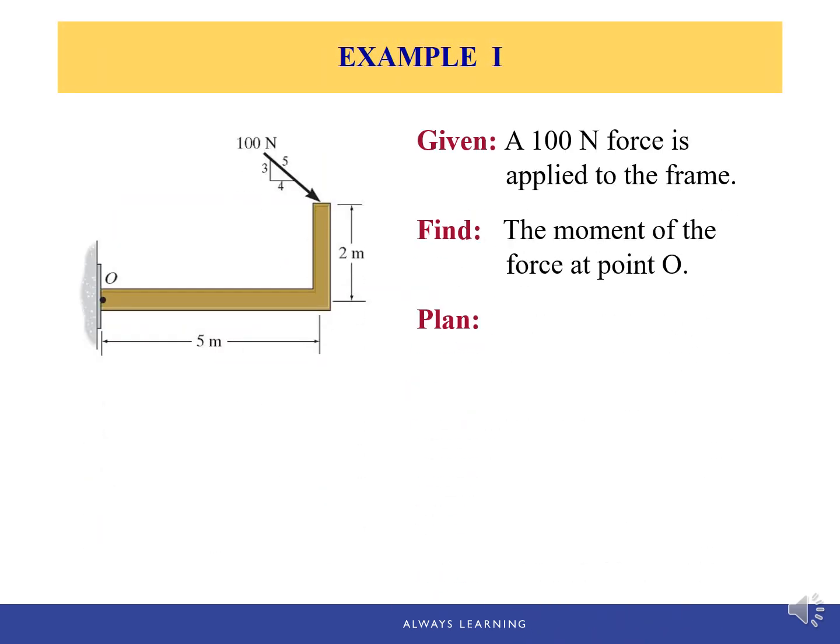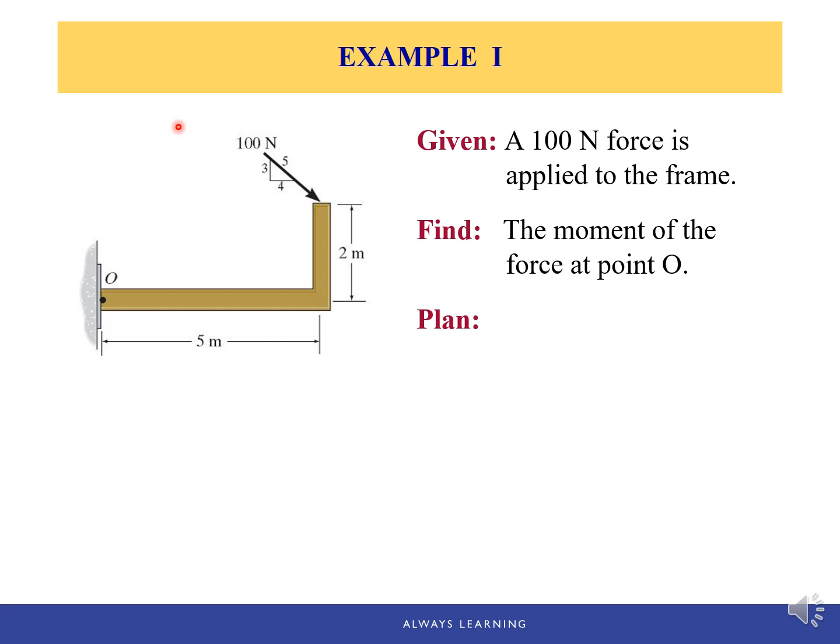Let's see one example. In this example, we're given the 100 Newton force and the slope triangle, where we have the triangle 3, 4, and 5 applied to the frame. And we're looking for the moment of the force at point O. So before we write down the steps, let's do a simple analysis and write down the approaches that we're going to take for this problem.